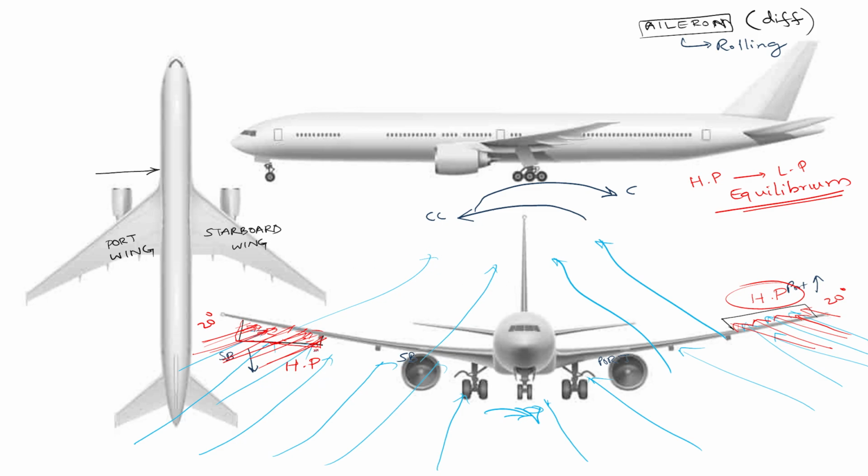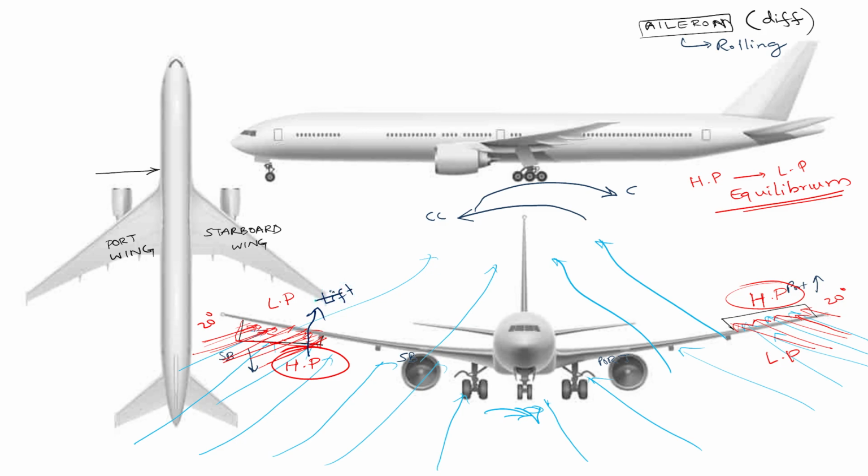So here at the bottom we have the high pressure. As we have no obstruction, obviously because of the nature it will become a low pressure. Now what will happen here on the port side? Upward we have the high pressure and at the bottom we have the low pressure. So due to this difference in pressure, obviously from high pressure to low pressure it will generate an upward lift.